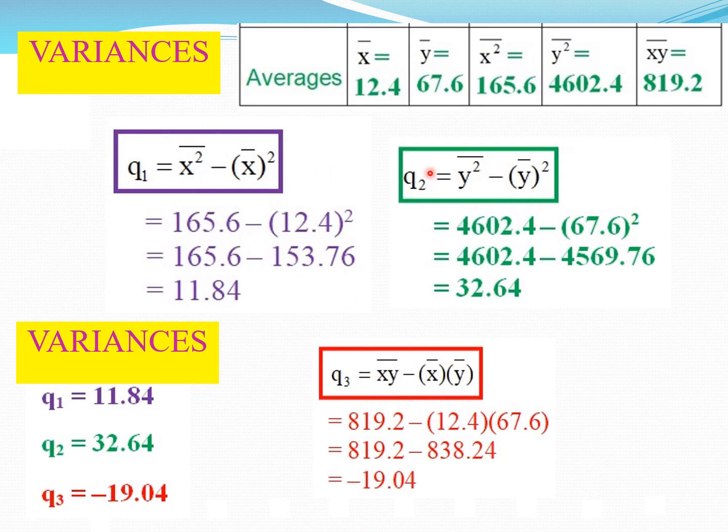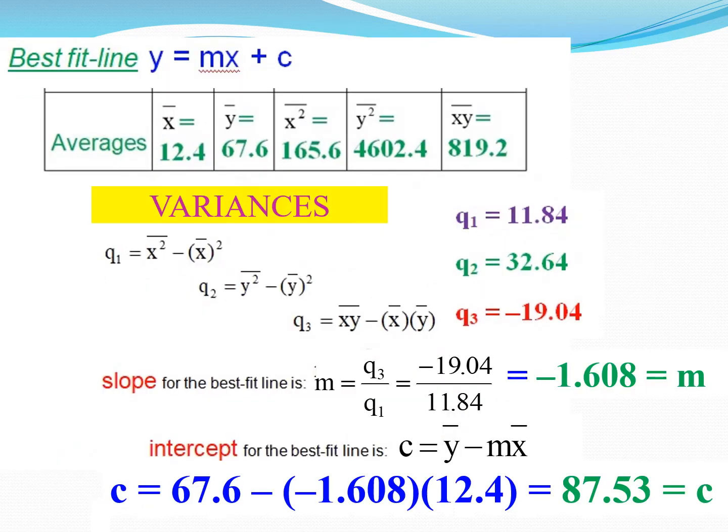So we can just group them together now, and we'll proceed now to conclude the calculation of the equation of the best fit line. So let's just bring those three variances together. Q1 again was 11.84. That's the variance on the X numbers. Q2 is 32.64. That's the variance on the Y numbers. And Q3 is minus 19.04. And that's the variance on the X times the Y numbers. So we take those three variances now and we transfer them on to the next slide.